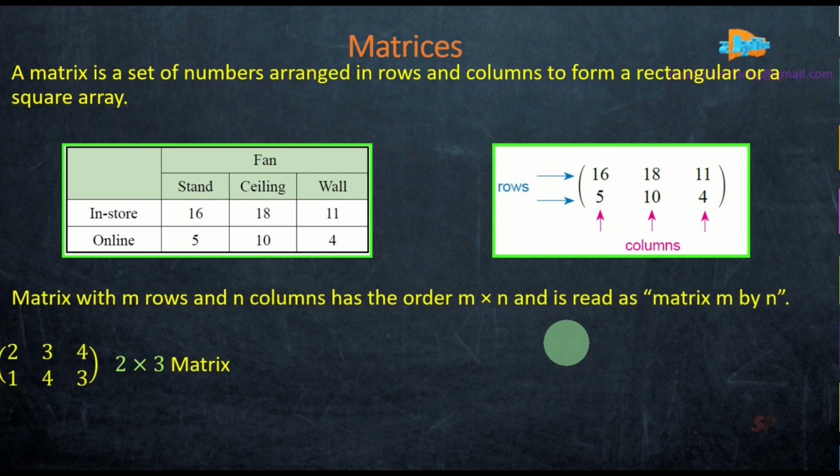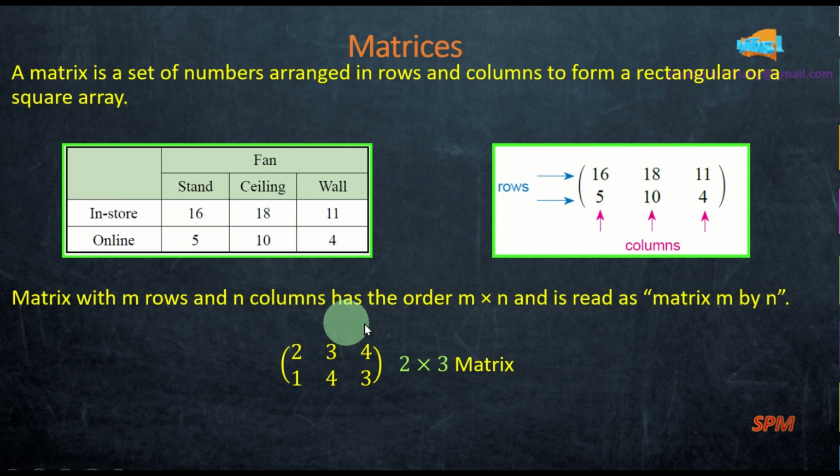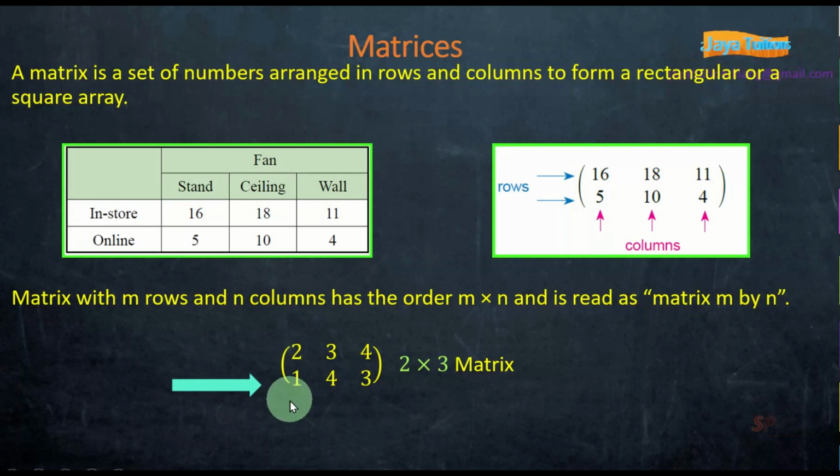A matrix with m rows and n columns is called an m by n matrix, in the order of m by n. Here in this particular case, you have two rows and three columns. So these are called the rows and these are the columns.